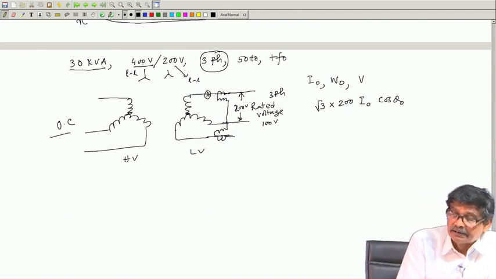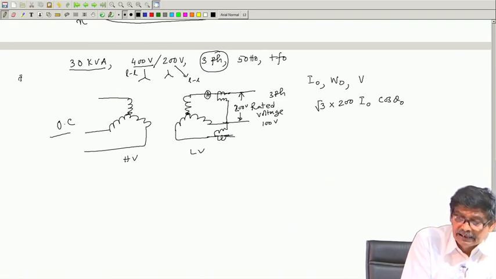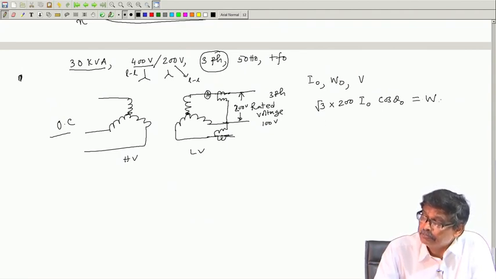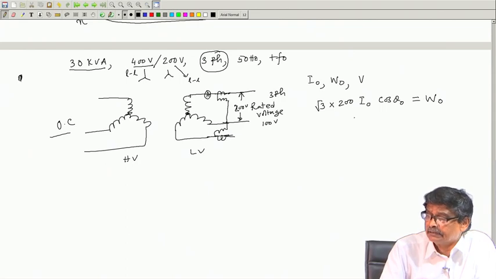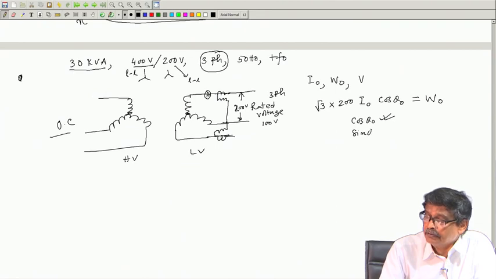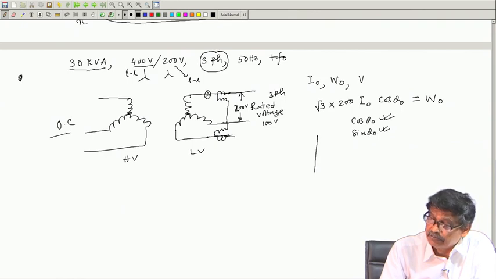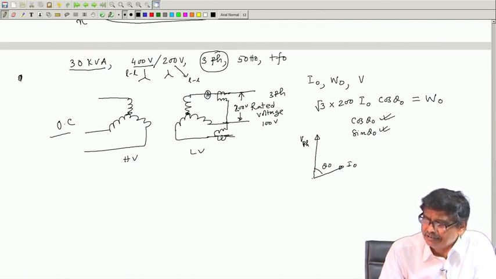How much is the rated current? As I told you, always do this on the HV side. So, the rated current of the HV side, this I will come to. The no load current will be small, and you calculate this, and this must be W naught, and from this you will be able to calculate cosine theta naught, and from that sin theta naught. Then, if you have applied per phase voltage in the per phase equivalent circuit, V phase, and this will be your no load current, then this is theta naught, just like single phase.